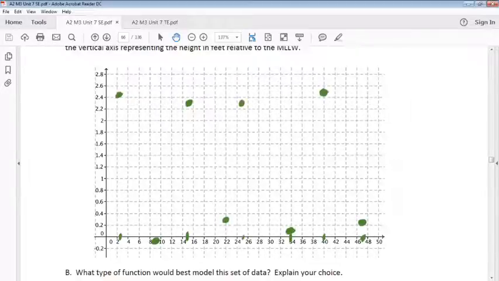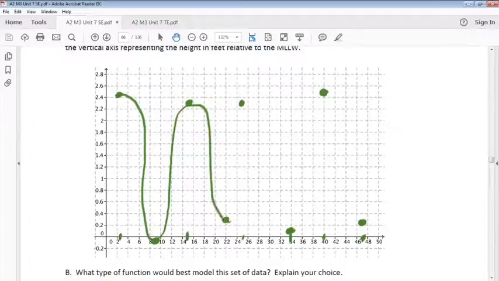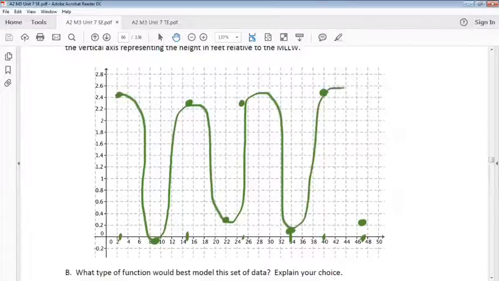Okay, after you graph all those points, can you guys guess what kind of function this looks like? Looks like a sinusoidal function. If I connect them and try to make it curvy, this is what I got. I mean, it's not perfect, but that's definitely sinusoidal.